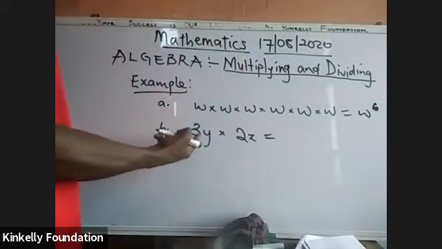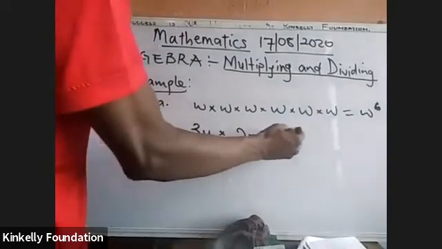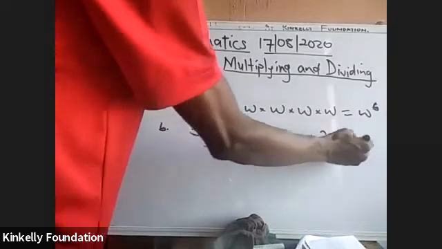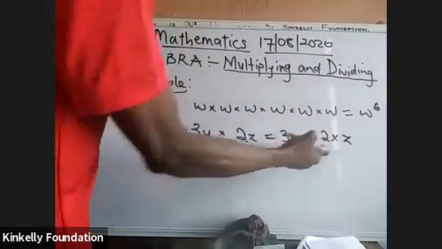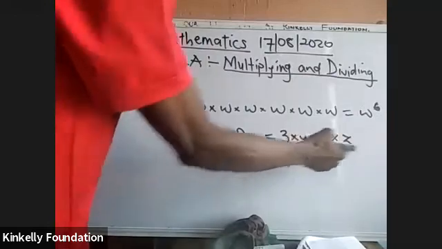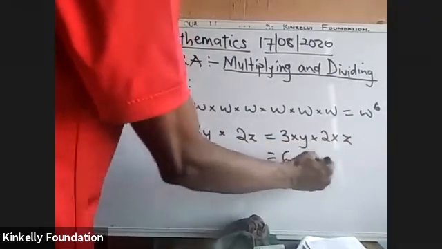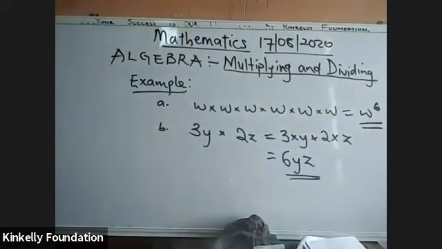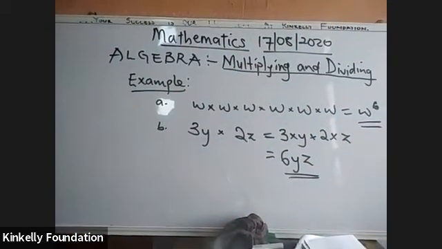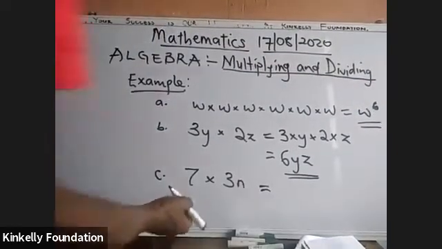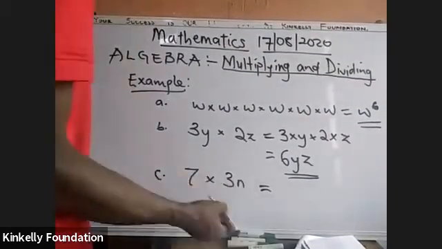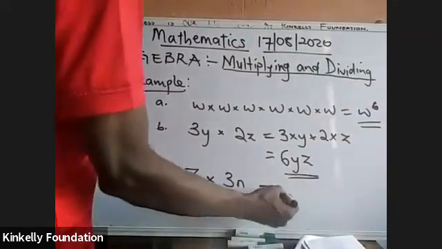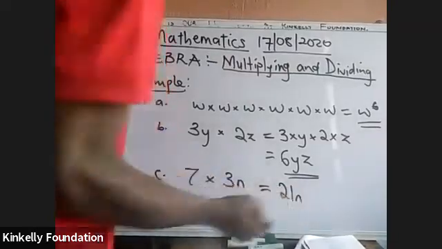In this case, it is the same thing as saying we are having 3 times y times 2 times z. 3 times 2 is 6, y times z, all of them give us 6yz. Now, when we say 7 times 3n, it means what? 7 times 3 is 21, times n, 21n.